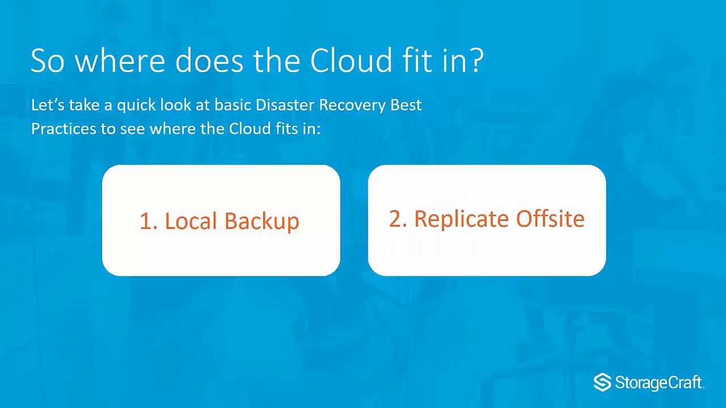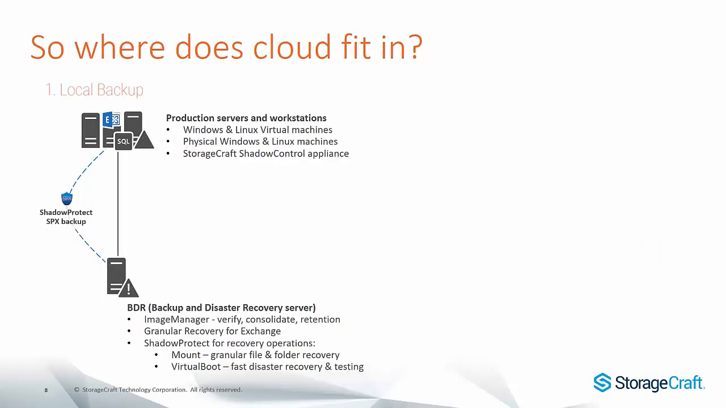Let's take a look at the very basic disaster recovery best practice. Firstly, back up locally for fast and frequent backups throughout the day without disrupting users. This offers local file and folder recovery as well as rapid disaster recovery for an isolated event. Then automatically replicating offsite allows for a secure second copy somewhere else, which can leverage bandwidth throttling to again reduce impact to your users. So let's take a quick look at this.